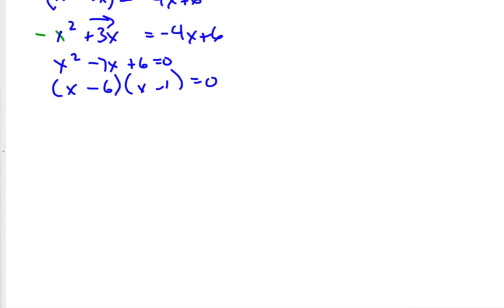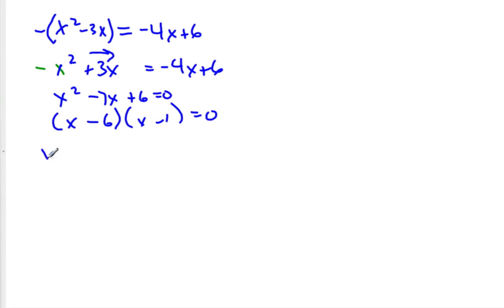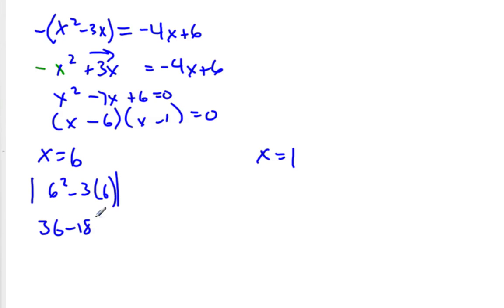If I substitute these values back in, x is 6 and x is 1. Absolute value of 6 squared minus 3 times 6 is 36 minus 18, which is 18. If I put it in the other side, it's minus 4 times 6 plus 6, which is negative 18. Not the same, can't be 6.